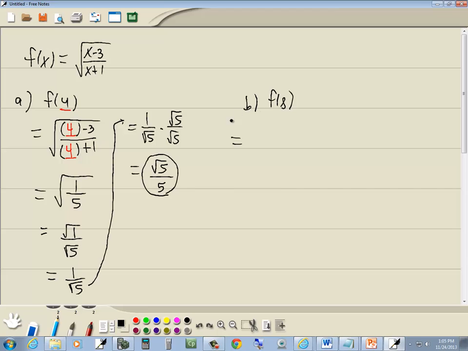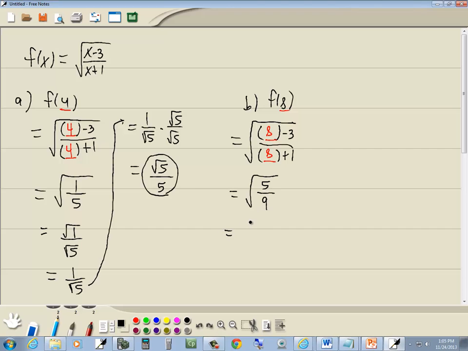Okay, f of 8. We're going to go through our function, and wherever we have an x, we'll put in a set of parentheses. So we've got parentheses minus 3 over parentheses plus 1. Now, whatever is inside the parentheses right here is automatically what goes in these parentheses. So put 8 here and 8 here. Well, 8 minus 3 is 5. 8 plus 1 is 9.